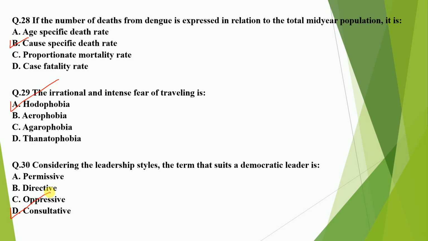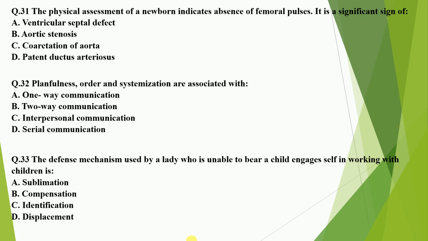Next question. The physical assessment of a newborn indicates absence of femoral pulses. It is a significant sign of: option A, ventricular septal defect; option B, aortic stenosis; option C, coarctation of aorta; option D, patent ductus arteriosus. Correct answer is option C, coarctation of aorta.